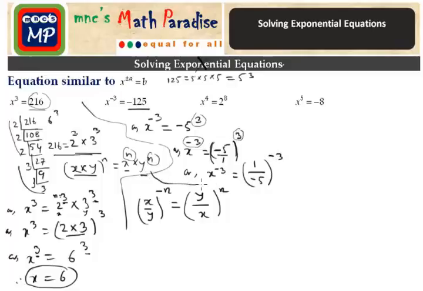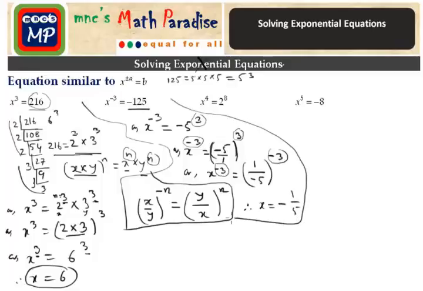So using this negative index formula, we are converting this positive power into negative power. So here x to the power minus 3 is minus 1 by 5 to the power minus 3. So these two powers are the same. So we can write x equals minus 1 by 5. So this is our second problem. So let us do this third problem.